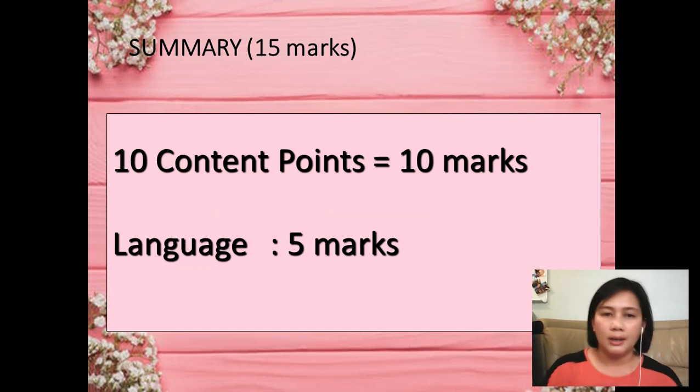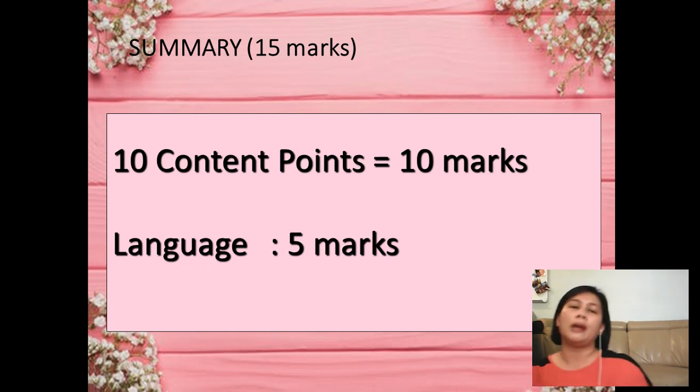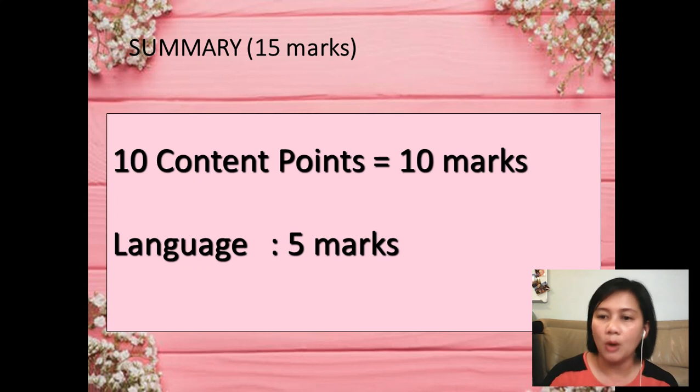So now let's go to the summary. Okay, so 10 content points, 10 marks, and then your language will be given 5 marks if you made only a few mistakes. Misspelling may also count as language.